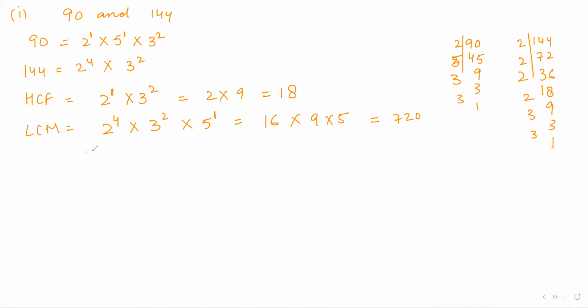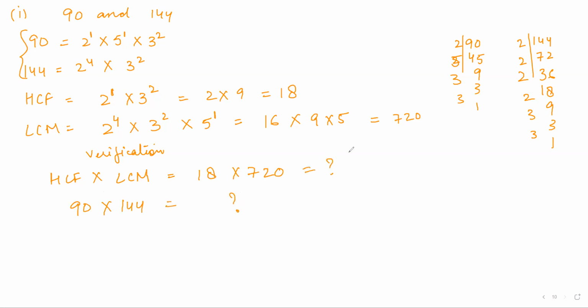Now we do the verification. So you check HCF multiplied by LCM, right? How much is it? It is 18 multiplied by 720. Then you multiply these two numbers, 90 into 144. Whatever you get here, they both will be the same. So that will be verified. Please complete the calculation part.